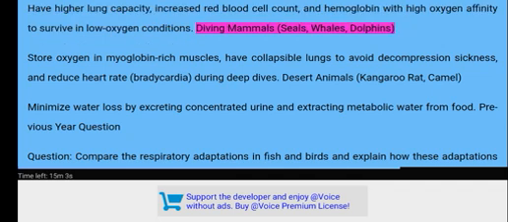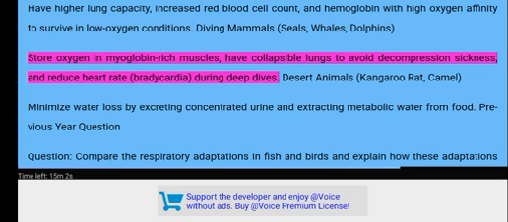Diving mammals, seals, whales, dolphins store oxygen in myoglobin-rich muscles, have collapsible lungs to avoid decompression sickness, and reduce heart rate (bradycardia) during deep dives.